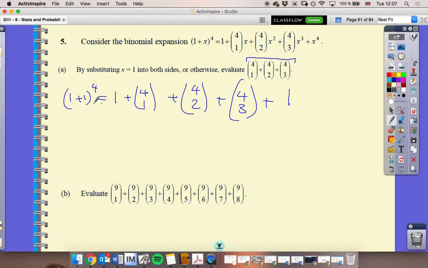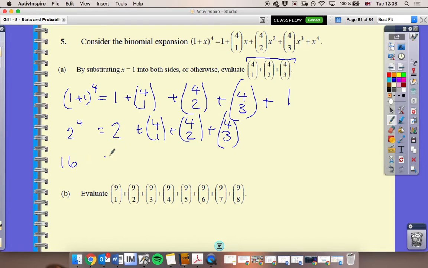I think there's a simpler way based on what we've got here, because we can work out 1 plus 1 is 2 and raise it to the power of 4. And then I'm going to combine these two ones, the one at the beginning and the one at the end. And we should be able to cope with 2 to the power of 4 without a calculator as well. Someone call it out? 16, good.